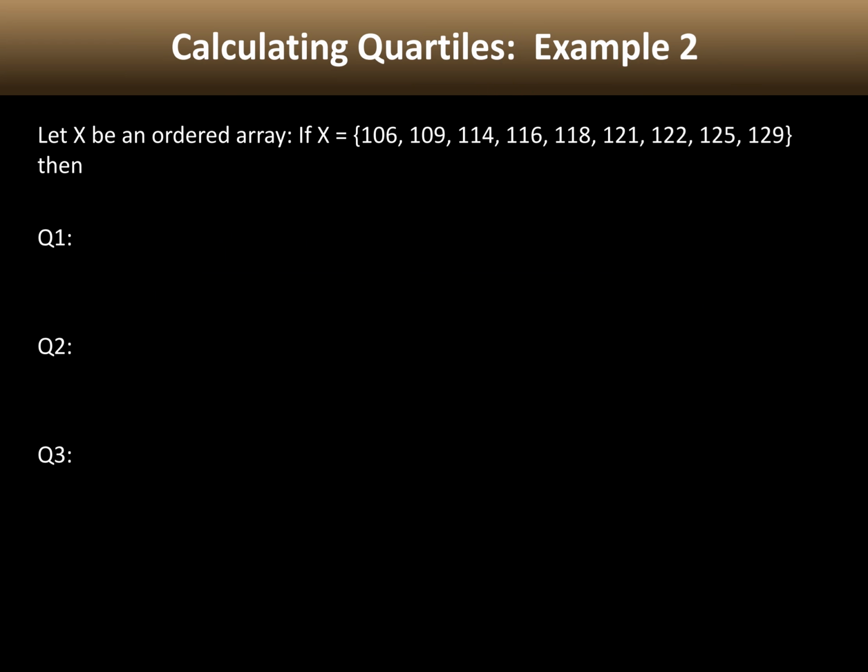Here is an example for you to try. We have an ordered array. It's already set up in order, smallest to largest, and you can then determine Q1, the lower quartile, the median Q2, the 50th, and Q3, the upper or third quartile. So we have the 25th percentile, the 50th percentile, and the 75th percentile. You can think of them either way. Calculate those and compare your answers to the solutions in the Chapter 3 solution slides.